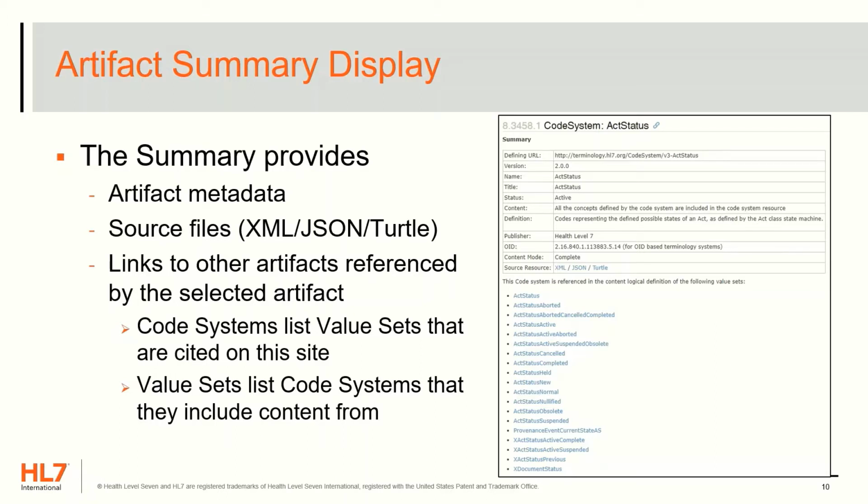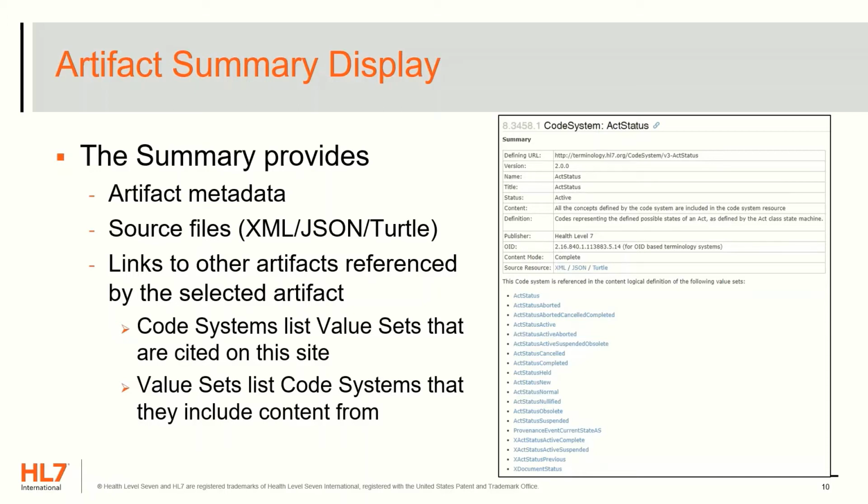In addition to metadata information like URL, version, name, OID, and others, the summary section provides links to source files for the artifact in XML, JSON, and Turtle formats. This may be useful for people wishing to download a copy of a single artifact without having to download the entire package of content.